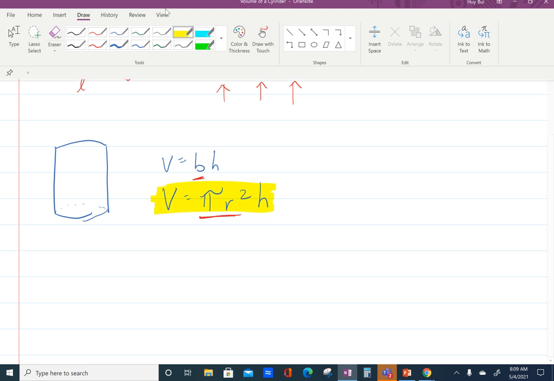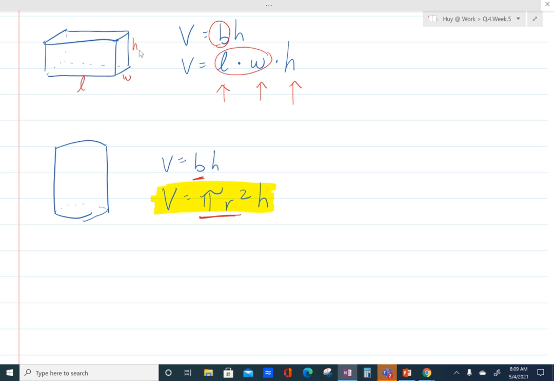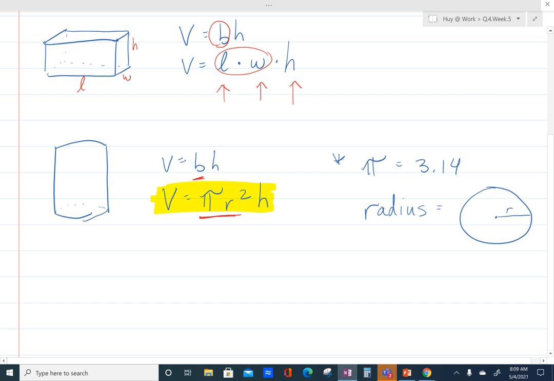Okay. I want to back up a little and put a note that pi is always rounded to 3.14. Please use that number for pi. And then the radius is going to be the measurement that's halfway through the circle.